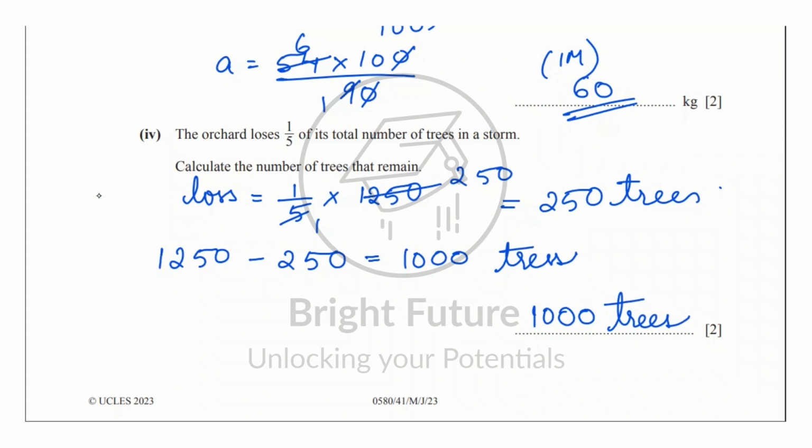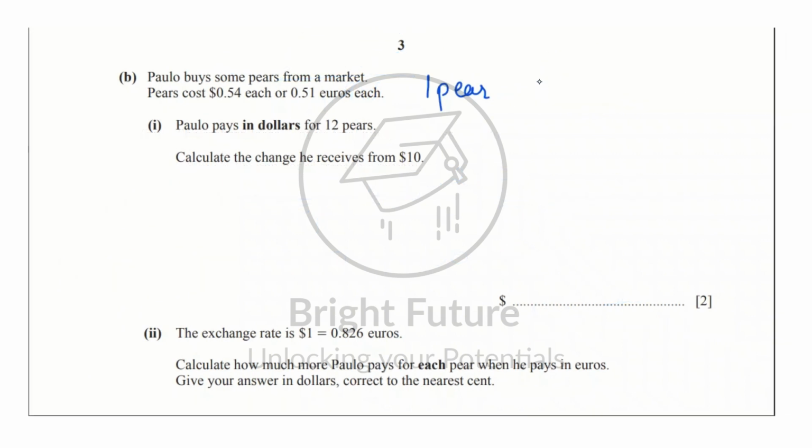Got it? So this is the number of trees that have been lost, and this is the remaining ones. A pear is $0.54 or 0.51 euros. Paolo pays in dollars for 12 pears. Calculate the change he receives from $10.